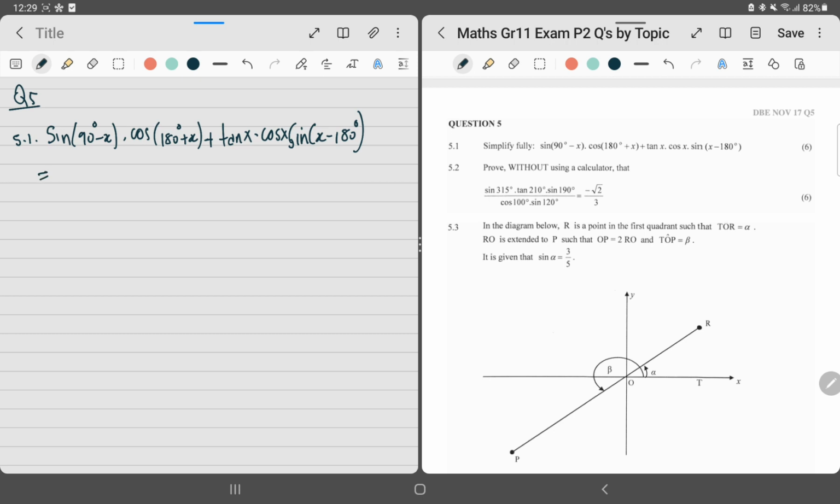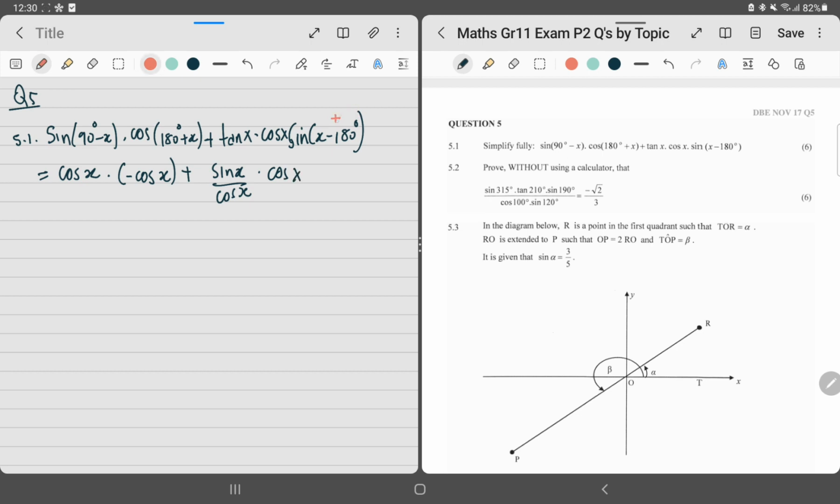Okay. 90 minus an angle is in the first quadrant. In the first quadrant, sign is positive, but because we have used a 90, sine will change to cos. 180 plus x is in the third quadrant. In the third quadrant, cos is negative. Tan x is sin x over cos x multiplied by cos of x.